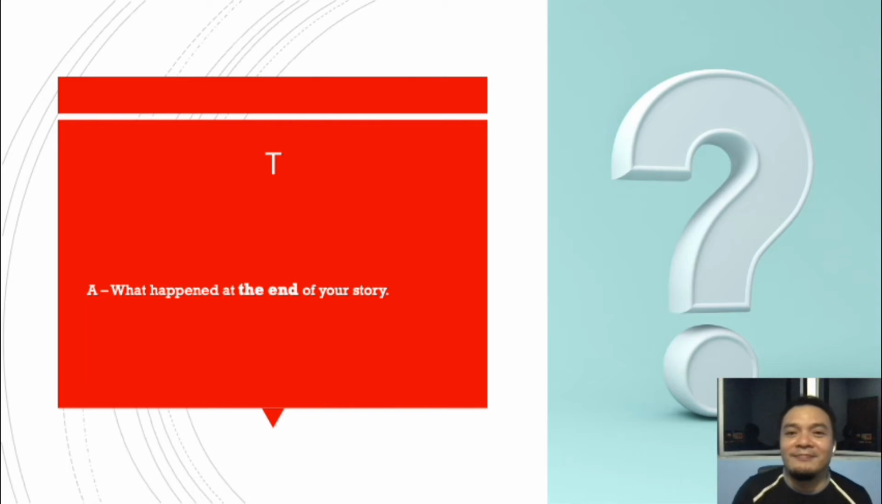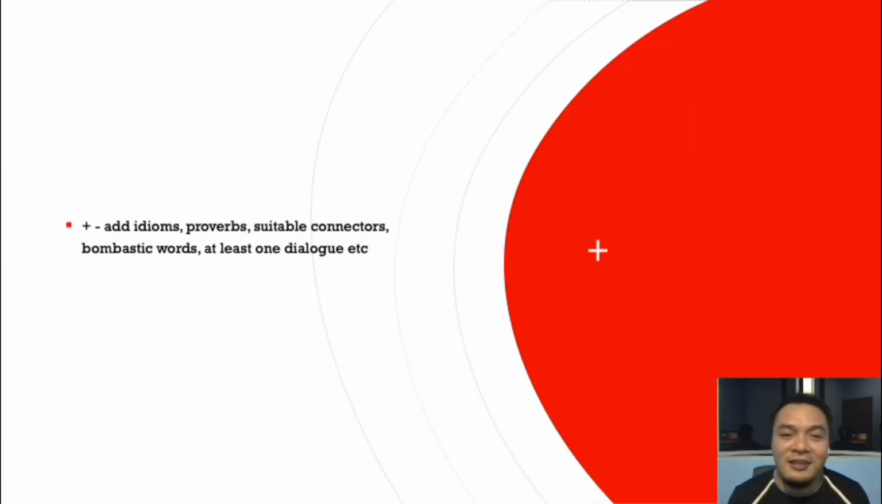Now, the plus sign. These are the X factors or the elements that you can add to make your story more interesting. The first one is to always include proverbs, idioms, quotes, statements, or even lyrics from your favorite song, just as long as it is related to the question that you are answering. This will definitely help to make your essay stand out more.